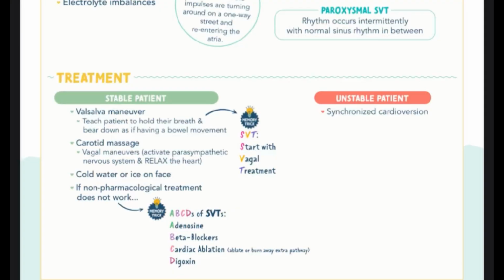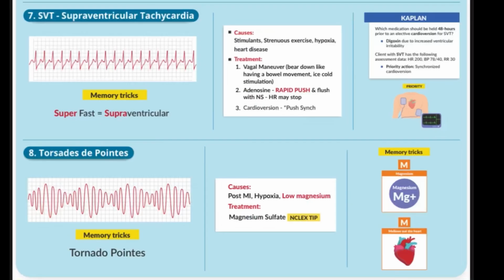The next one is torsades de pointes. In this you can see a tornado-like rhythm, and the causes are post MI, hypoxia, or low magnesium. Low magnesium is very important here. The NCLEX-important treatment is magnesium sulfate. Mostly when the patient has low magnesium, torsades can occur, so just give magnesium sulfate to the patient.